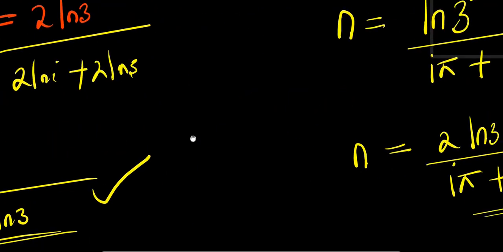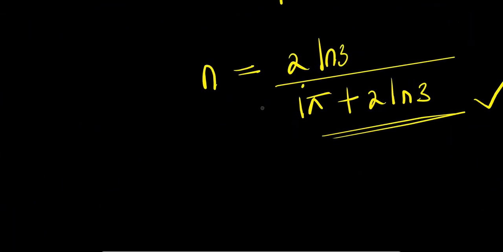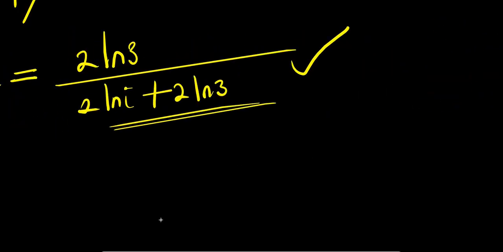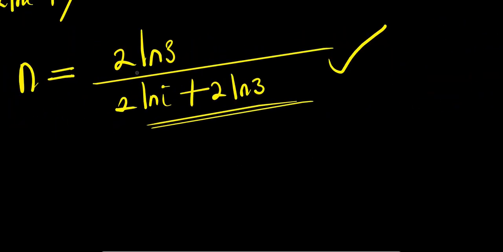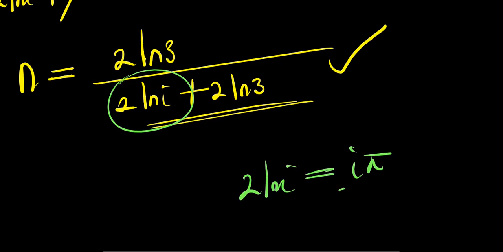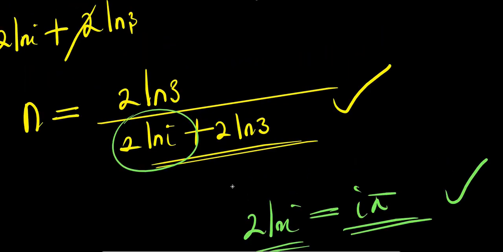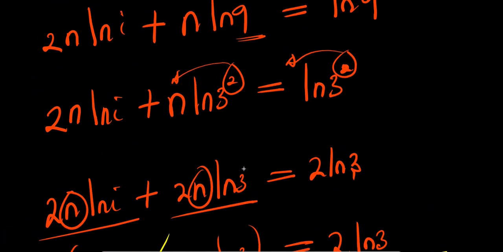Look at it here. Right here we have i times pi, and right here we have 2 times natural log i. So 2 times natural log i is the same thing as i times pi. This and this are the same, and this actually authenticates our solution.